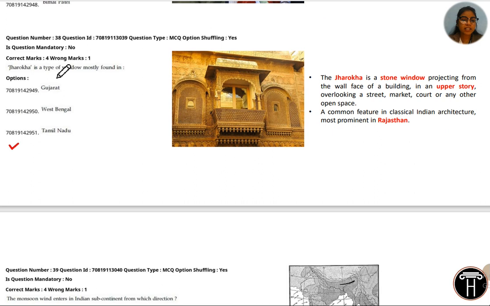Next is, Jharokha is a type of window mostly found in. Okay, so Jharokha is a type of window, and it is mostly found where the name of the place they are asking you about. So I think there is a mistake. The fourth option would be your Rajasthan. So in Rajasthan, Jharokhas are mostly found. So this is the image of the Jharokha.